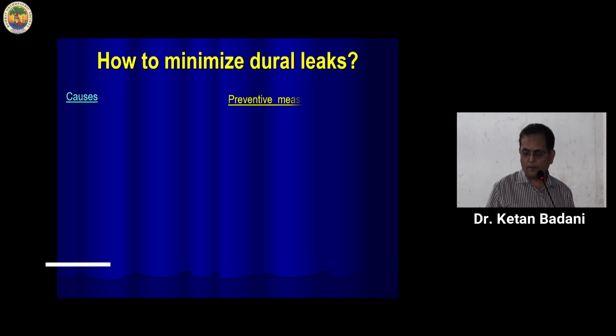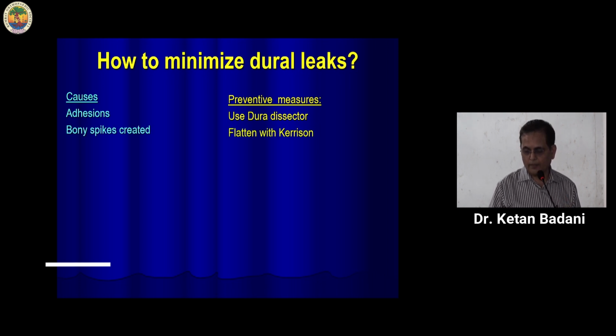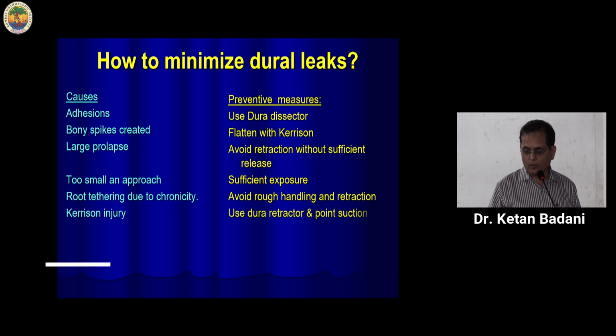So how to minimize dural leaks? We saw the reasons. If there are adhesions, use a proper dura dissector. Avoid creating bony spikes while doing the surgery. Avoid retraction without sufficient release. Have sufficient exposure to do your surgery. Avoid rough handling. Be gentle to the nerve roots. Use a dura retractor and proper suction to avoid Kerrison injury.